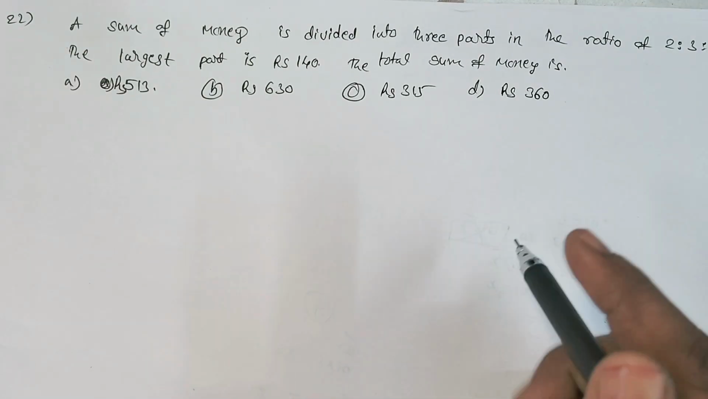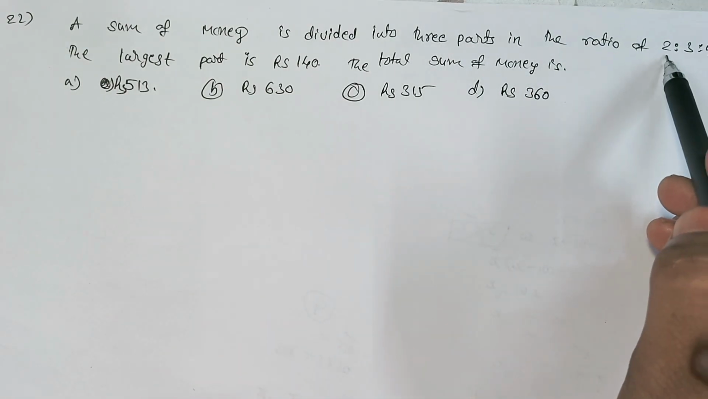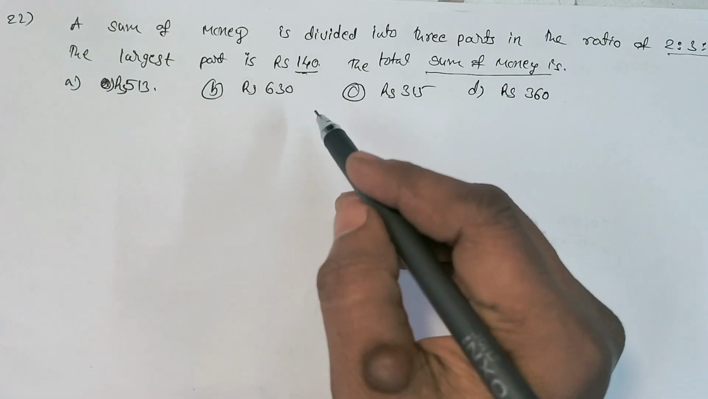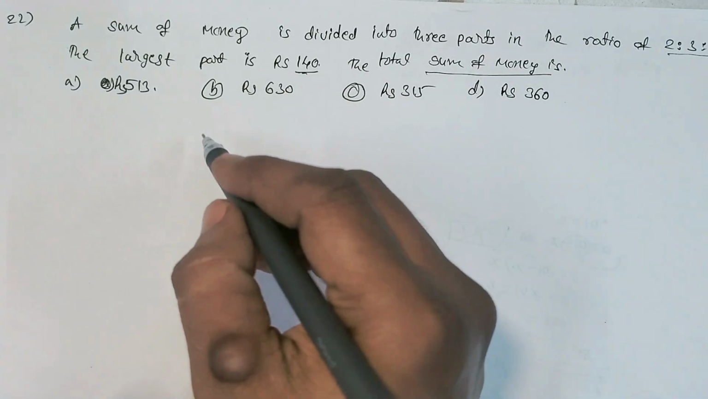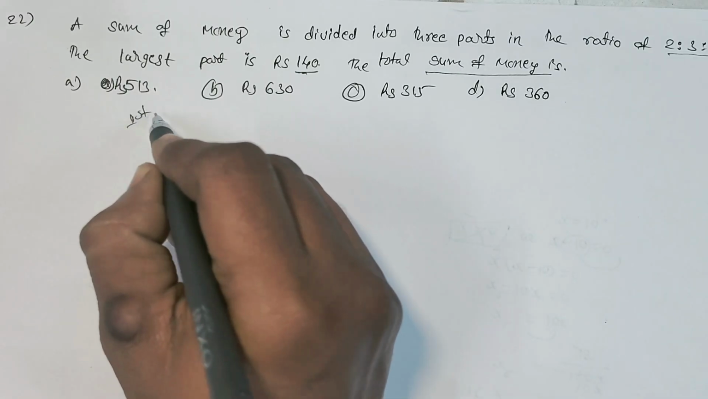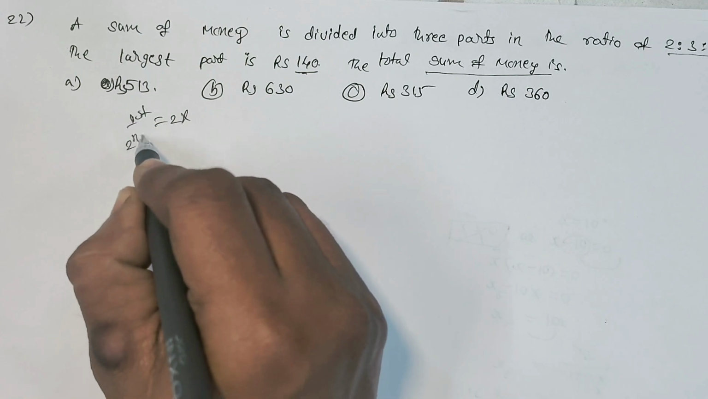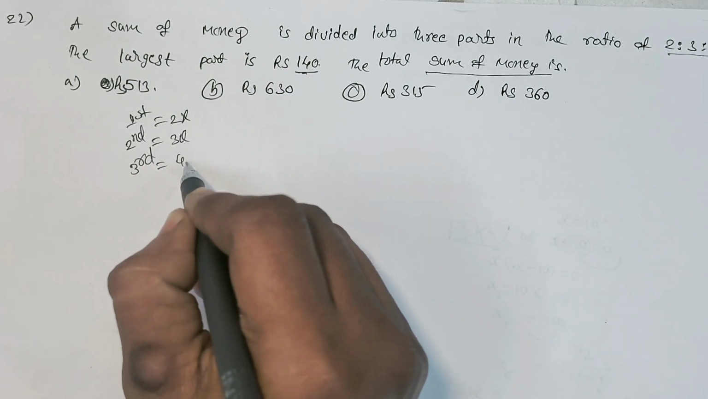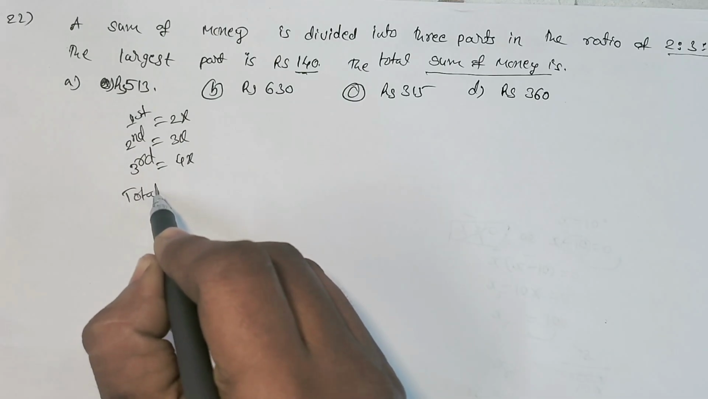A sum of money is divided into three parts in the ratio of 2:3:4. The largest part is 140 rupees. Then we are asked to find the total sum. So in what ratio is it divided? It is divided in the ratio of 2:3:4. That means the first part we can suppose as 2x, the second part as 3x, then the third part is 4x. Then total, what is the total amount?